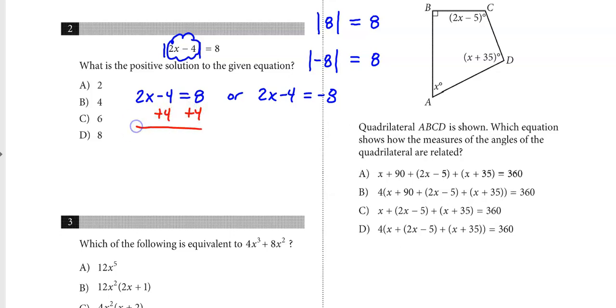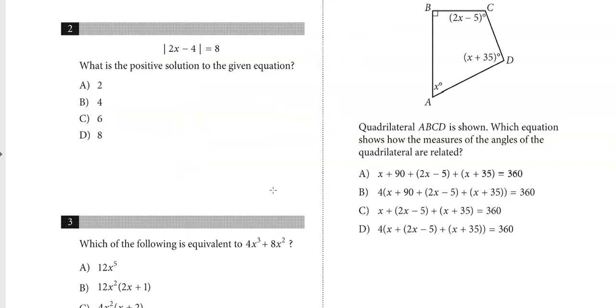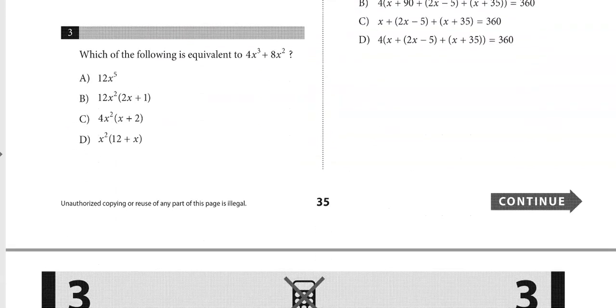When I add 4 to both sides, I get 2x equals 12, which is x equals 6. So it looks like that answer is there. If that answer wasn't there, I would have to solve the second one over here. And I would get 2x equals negative 4, divide, and I would have got negative 2. That answer is not there, but it also would be a valid solution. All right, move on down to number 3.